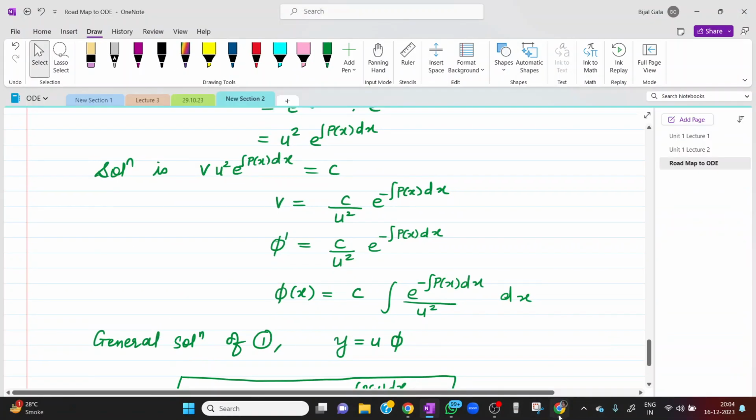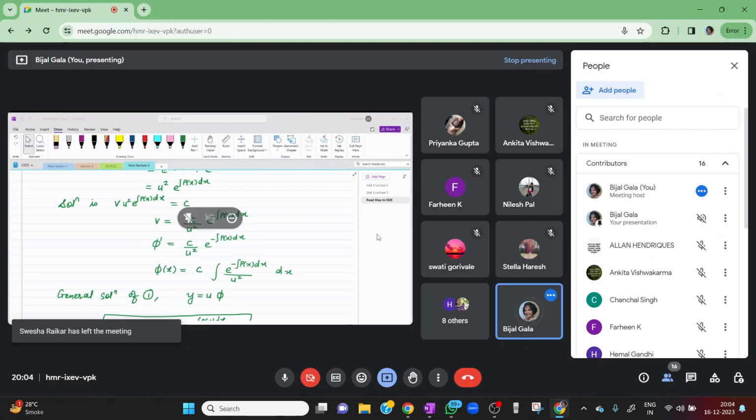Yes, ma'am. Okay. So the difference between the variation of parameters method and the reduction of order method is: in variation of parameters, you require two solutions. In the reduction of order method, you will require only one solution. One solution is enough to find the second one. And generally, we use these when you have variable coefficients.